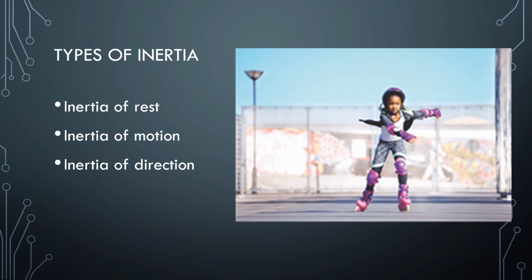Examples of inertia. An athlete runs some distance before jumping because this will help him jump longer and higher. This is an example of inertia of motion. When you make a sharp turn while driving a car, you tend to lean sideways. This is inertia of direction. When you vigorously shake the branches of trees, some of the leaves and fruits are detached and they fall down. This is inertia of rest.